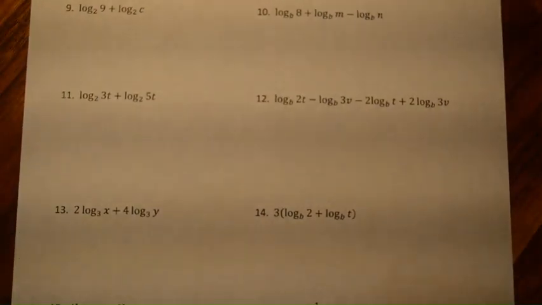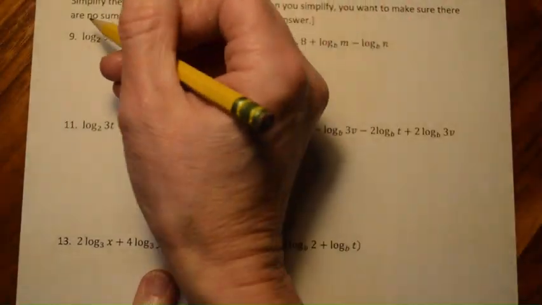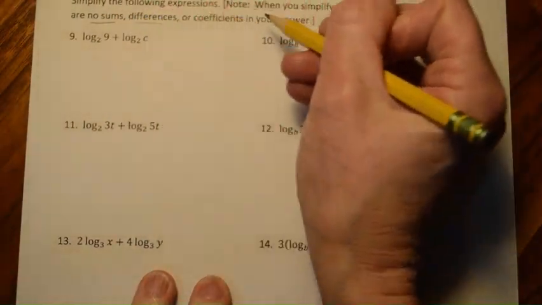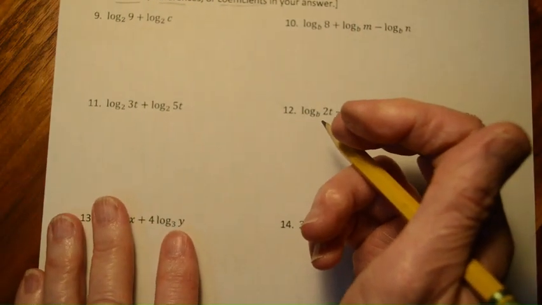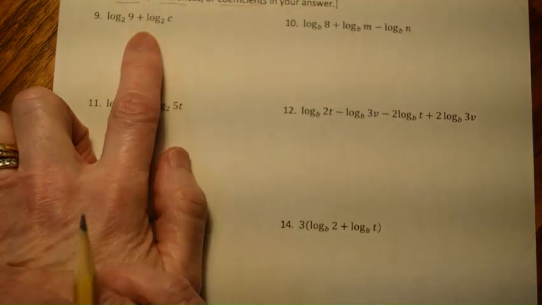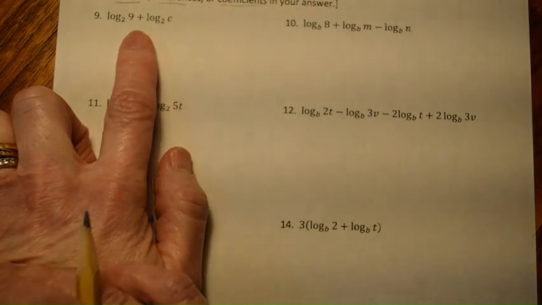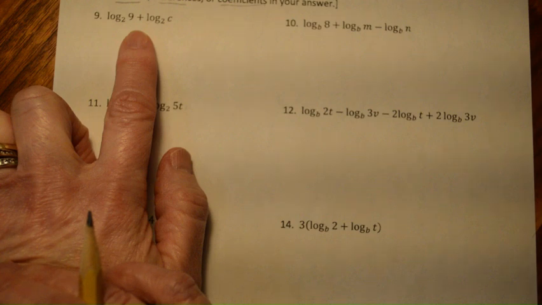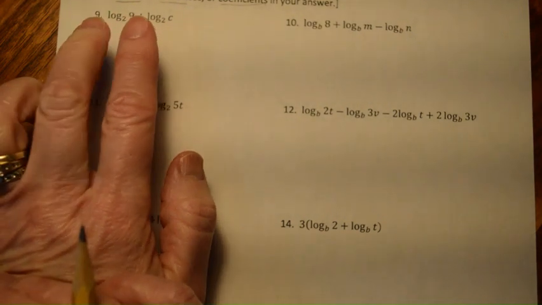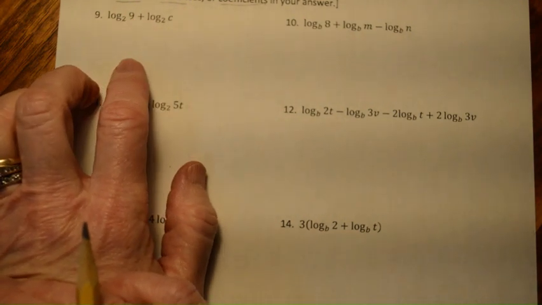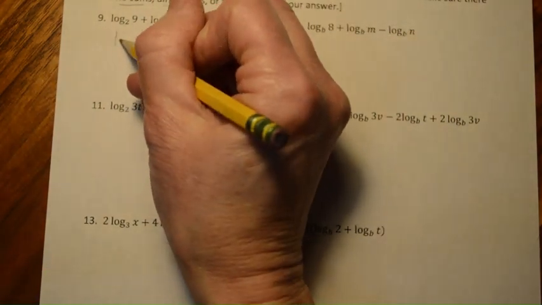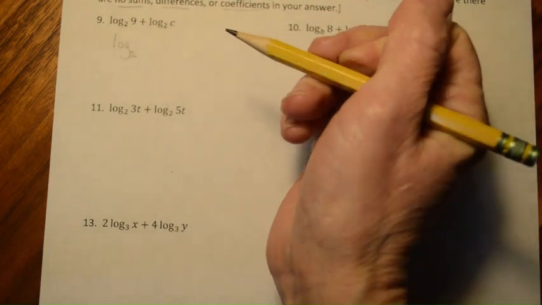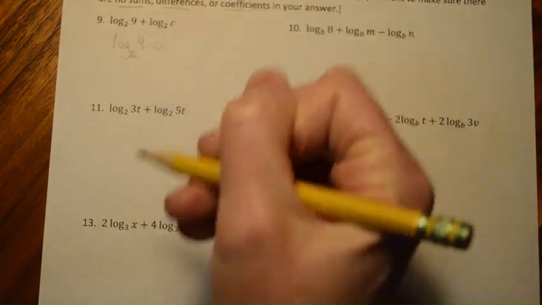I'm not sure why. Okay, so simplify the following expression. So again, note when you simplify, you want to make sure that there are no sums left, no differences left, or no coefficients left, because we're trying to condense to a single expression here. All right, so I look here and I would say, well, I see a sum, which I need to convert back into a product. Right, and so we would say, all right, well then this is going to become the single log, log base 2 of 9 times c.